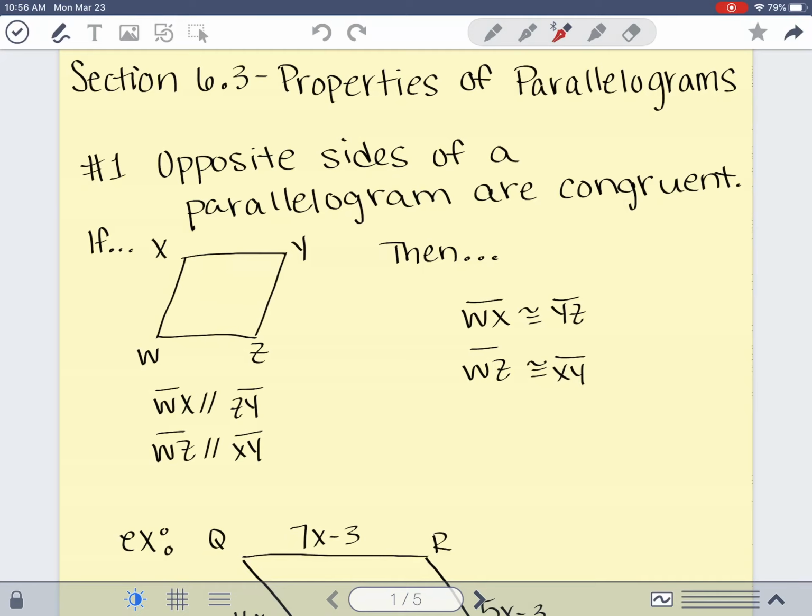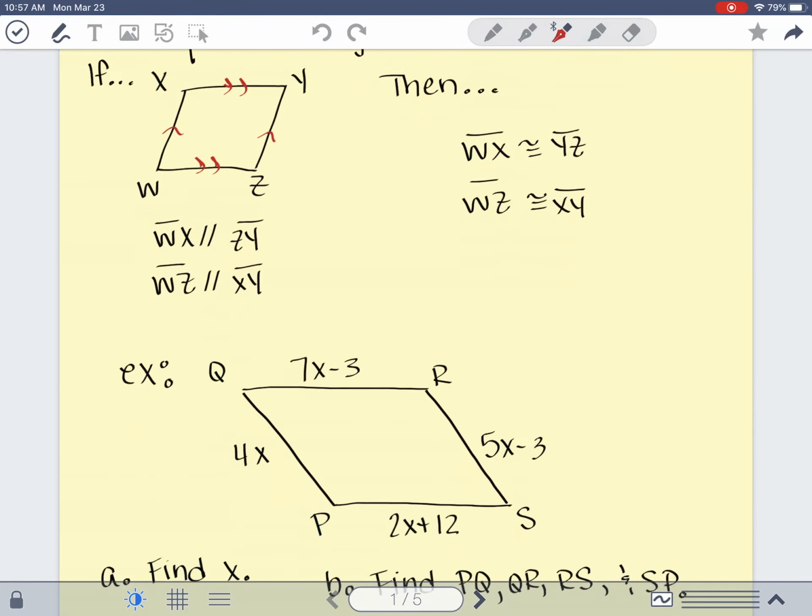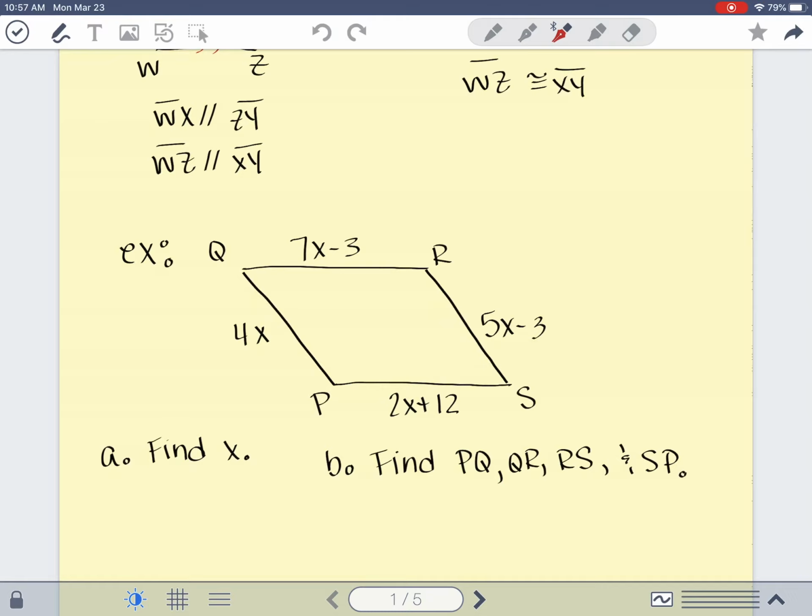So, the first property of a parallelogram. Remember, in a parallelogram, the opposite sides are parallel to one another. So the first property is that if you have a parallelogram, the opposite sides are also going to be congruent. So they are the same measure. So if we look at this first example, we know that QP and RS are congruent, and we know that QR and PS are congruent.